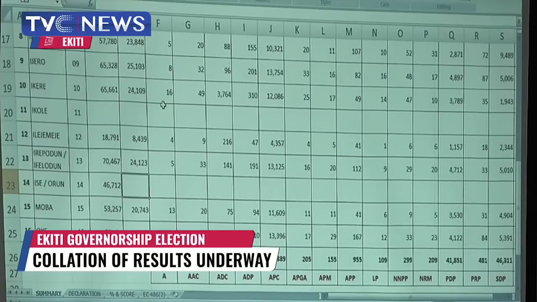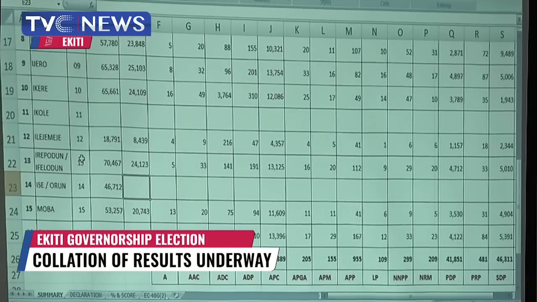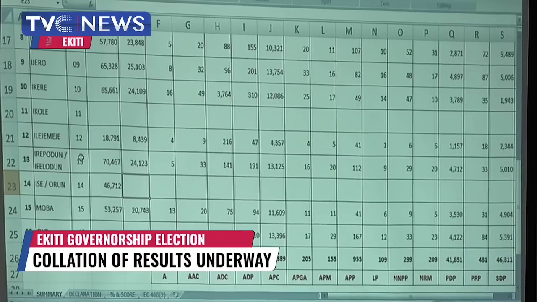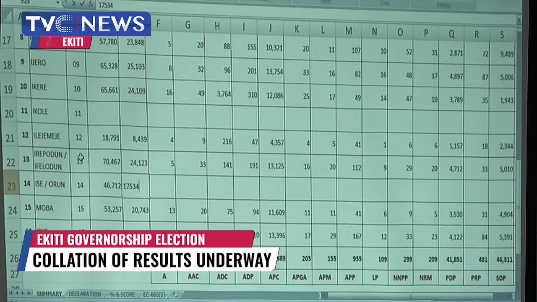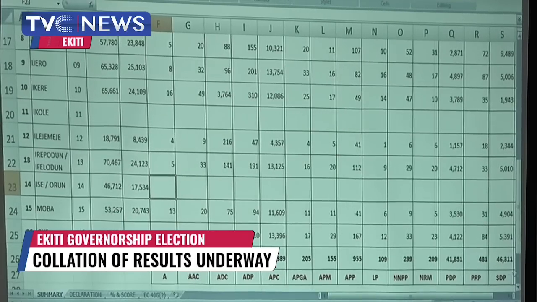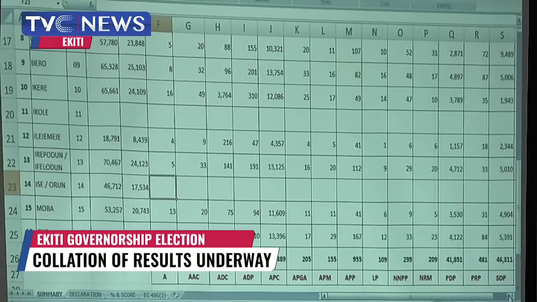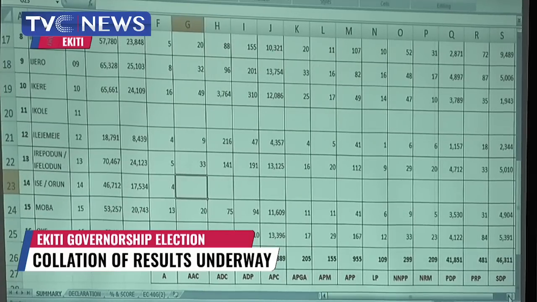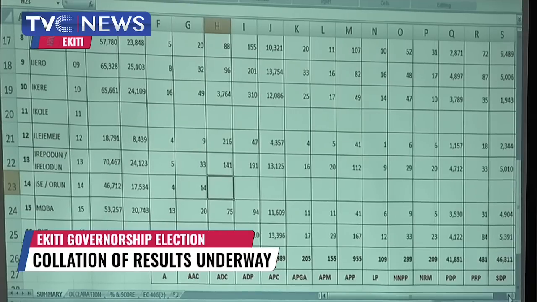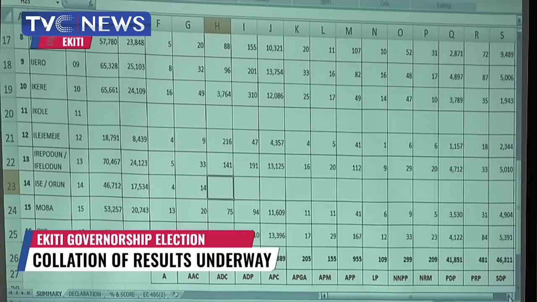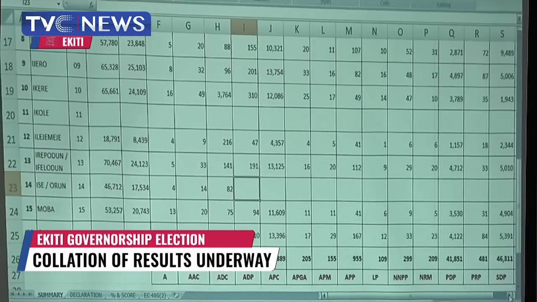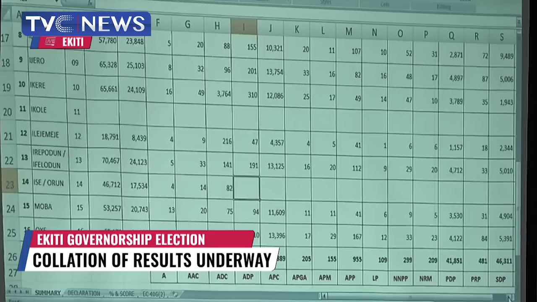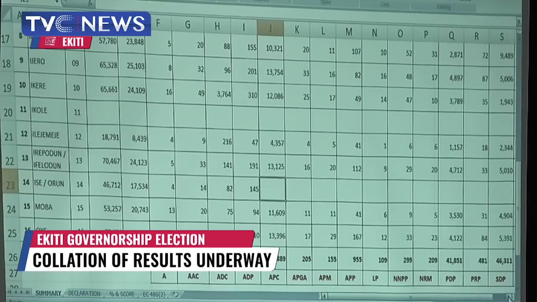The number of registered voters is 46712. Number of accredited voters is 17534. Then we have the distribution of votes according to parties. Party A: 04. AAC: 14. ADC: 82. ADP: 145. APC: 8074.